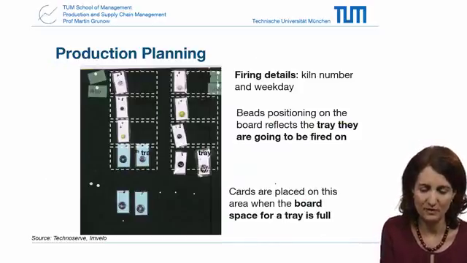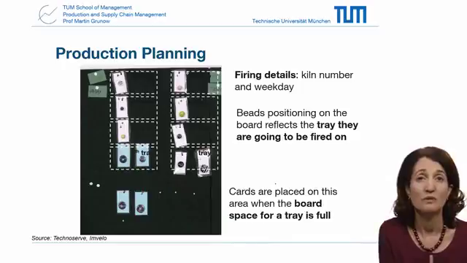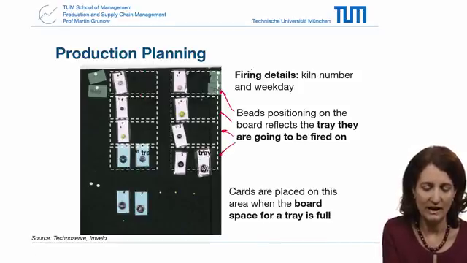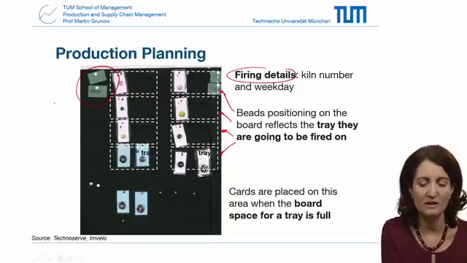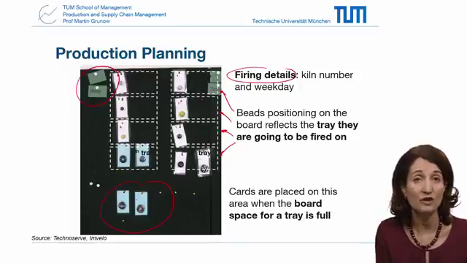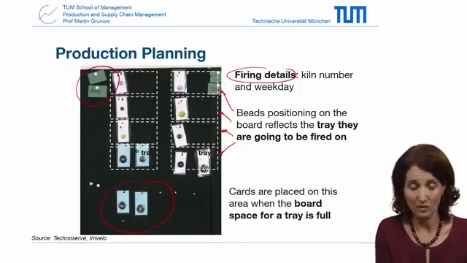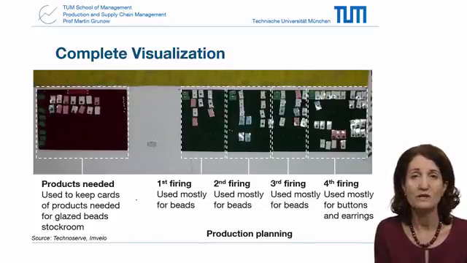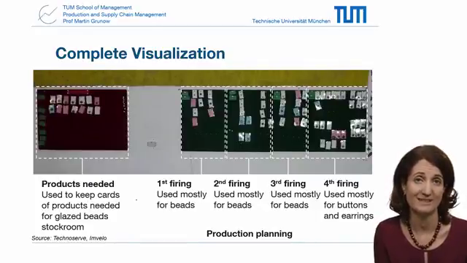So here we see, for example, within each firing, the beads are allocated to particular trays. And the firing details, the kiln number and weekday, are also specified. And finally, there's a space on the board for any beads that need to be produced, but when the trays are full, they're in a waiting line. So if we look at this all together, we have a total planning board, which gives you a complete visualization of the production situation of this craft business.